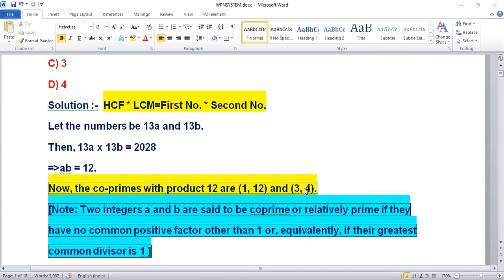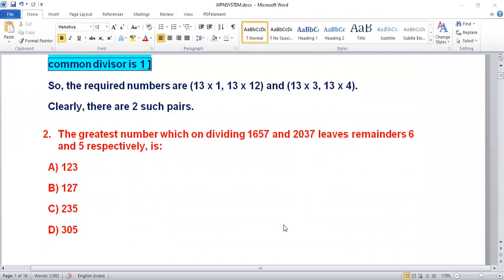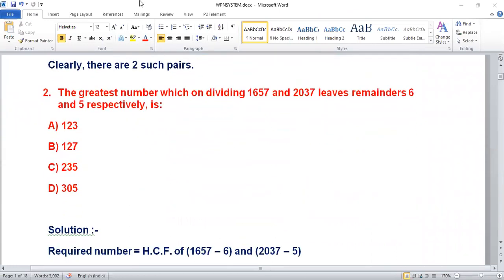And it's not necessary that both the numbers should be prime. As you can see in case of 12, one such pair is 1 and 12, other is 3 and 4. 4 is not a prime here. So the required numbers would be 13 multiplied by 1, 13 multiplied by 12, and 13 multiplied by 3, 13 multiplied by 4. So there are two such pairs. Okay, let's move on to the next question.